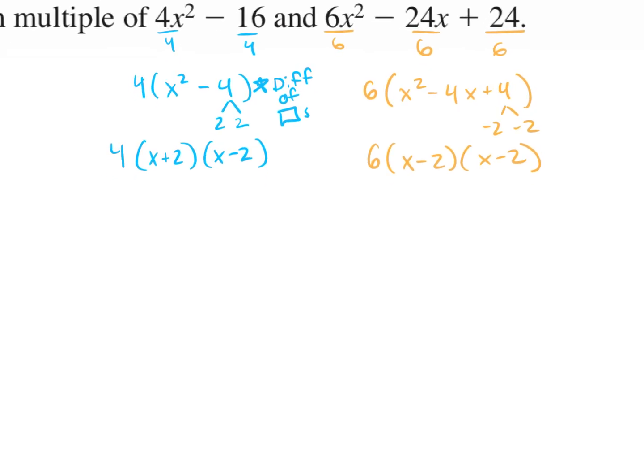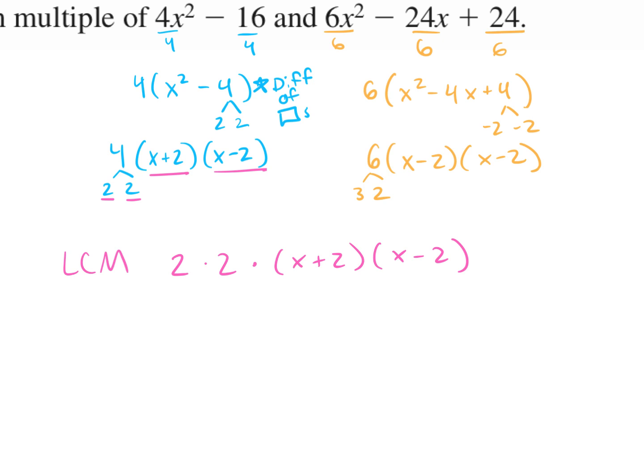So now to find our least common multiple, we've got to know what all of our factors are, so I'm going to break down 4 and 6 also. What are two factors of 4? 2 and 2. And what are two factors of 6? 3 times 2. So we need everything from each one, but if something repeats, we don't write it twice. So I have 2, 2, x plus 2, and x minus 2. So that's what I'm going to start with: 2 times 2 times (x plus 2) times (x minus 2).